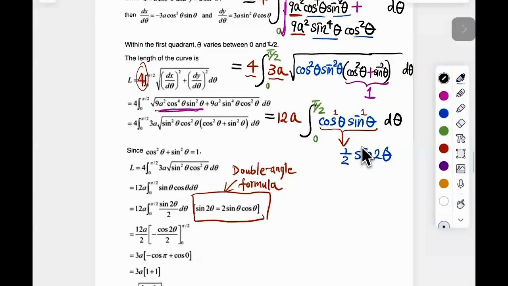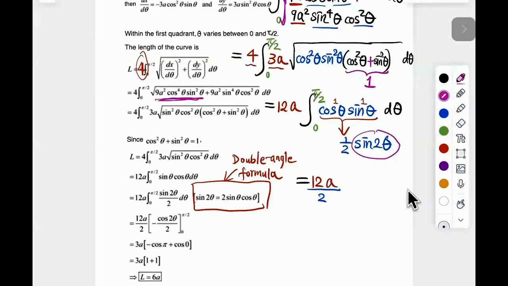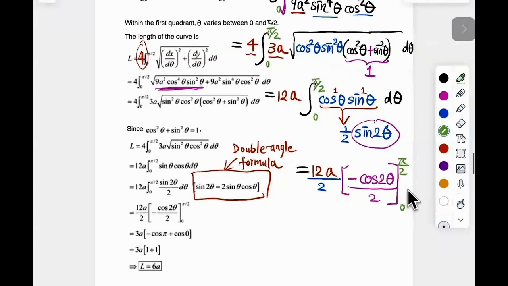Now we're almost there. You guys are doing well. So this will be 1/2, and then the over 2, let's put the over 2 over here. Let's find the antiderivative of sine of 2 theta. What's the antiderivative of sine of 2 theta? That is negative cosine of 2 theta, but then divide by 2. Yes, you got it. Now we just need to evaluate this from 0 to 2 pi. And finally, if you do the algebra, that is going to equal 6a.